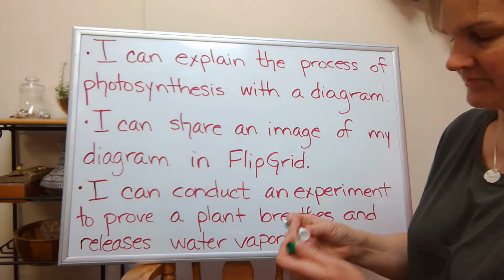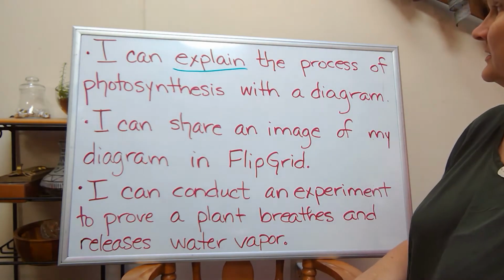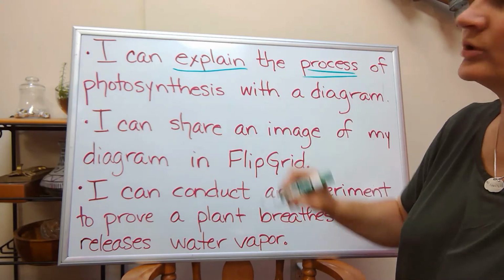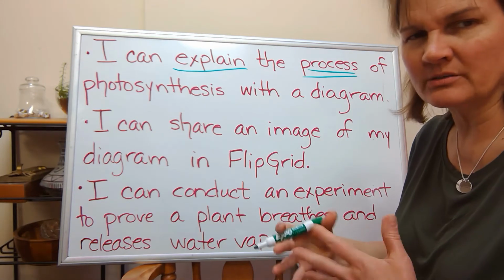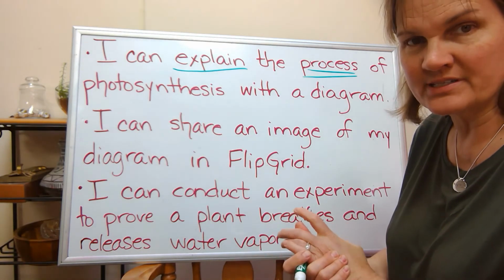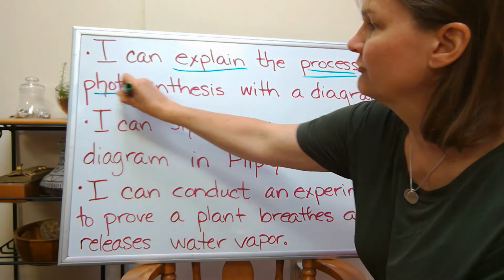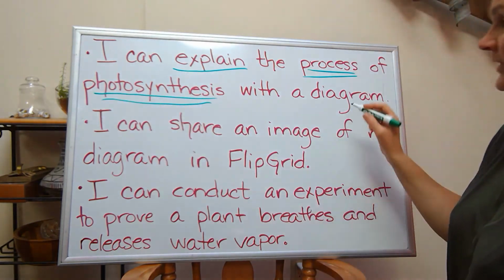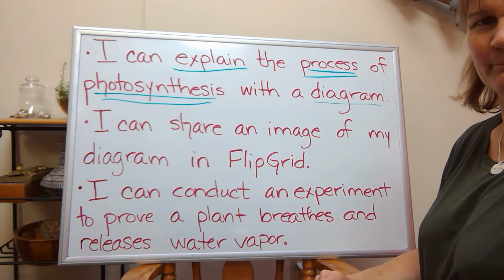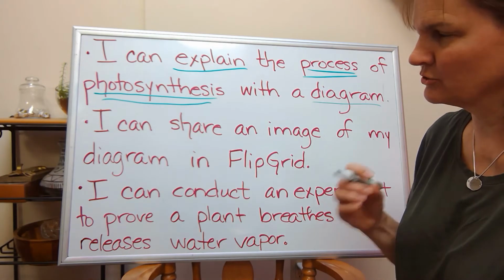Okay, so let's start with our I can statements. So we have I can explain, that's our action word. The process, we'll get into understanding what process is. We've talked about that with systems. We talk about the respiratory system and digestive system and circulatory system. They each go through a process. So I can explain the process of photosynthesis with a diagram. Okay, and that's our vocabulary word, photosynthesis. That's going to be a primary objective.